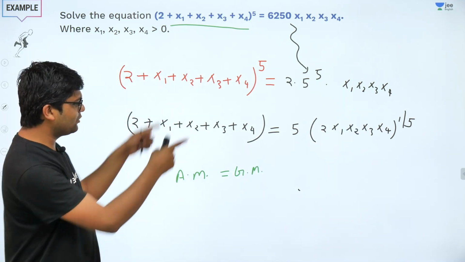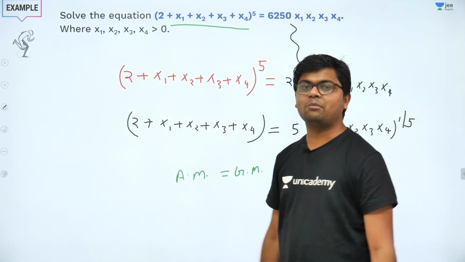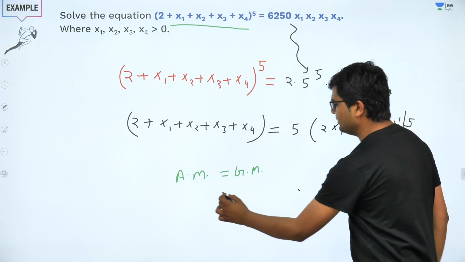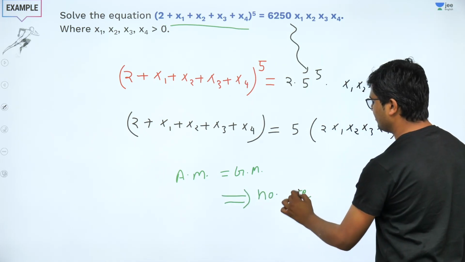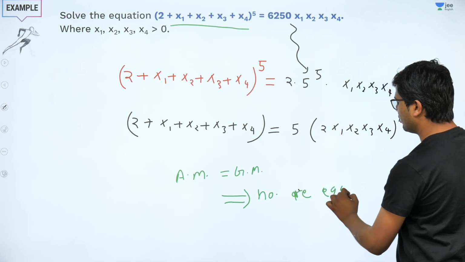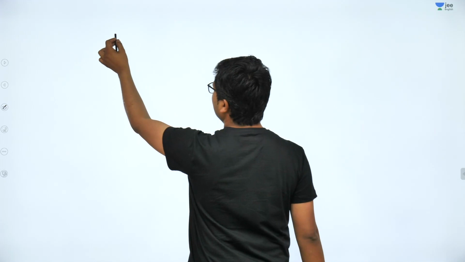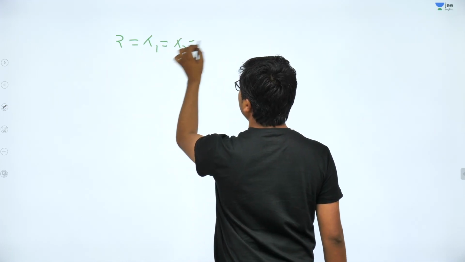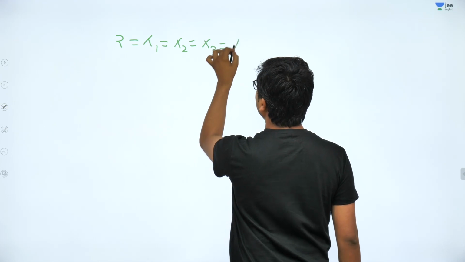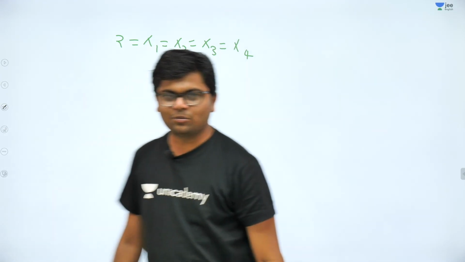So if AM is equal to GM. If the arithmetic mean of two numbers is equal to their geometric mean, this simply implies that the numbers are equal. Numbers are equal. Got my point? Therefore, if the numbers are equal, it implies simply 2 is equal to x1 is equal to x2 is equal to x3 is equal to x4. So the value of each variable will come out to be 2.